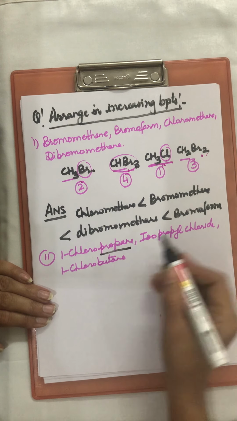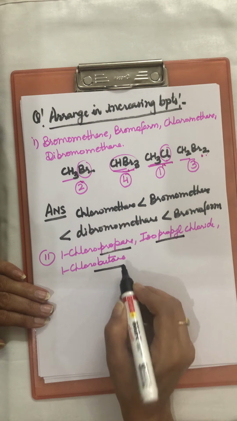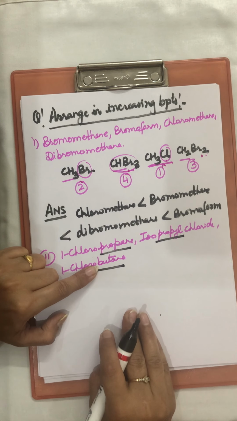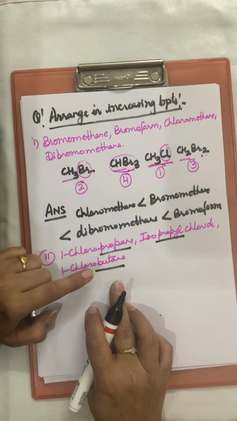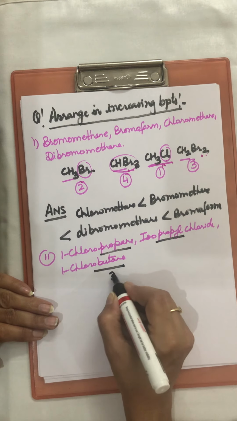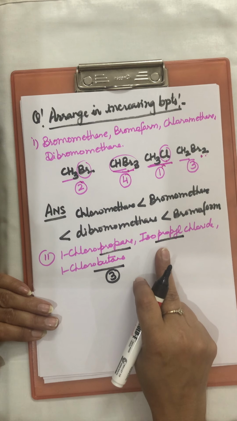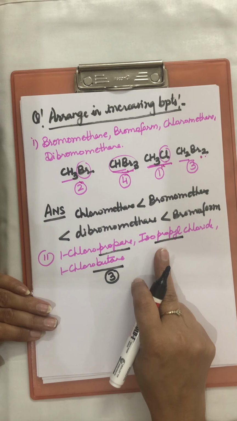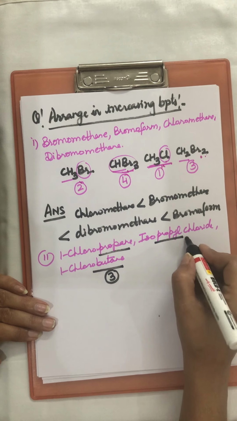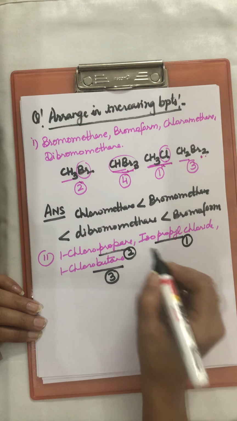This has 3 carbon atoms, this has 3 carbon atoms, and here we have 4 carbon atoms. So this compound will have the maximum molecular mass out of these 3. So this one will have the highest boiling point. So at third number we will have this one. And out of these 2, this will have branching. With branching, boiling point decreases. So this one will be at number 1 and this one will be at number 2.